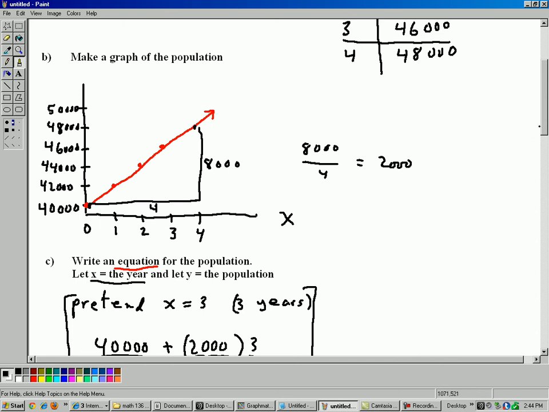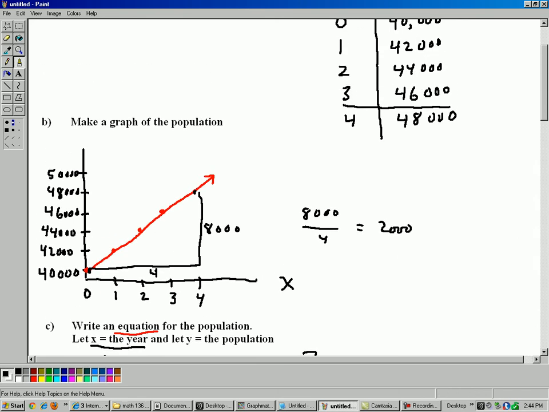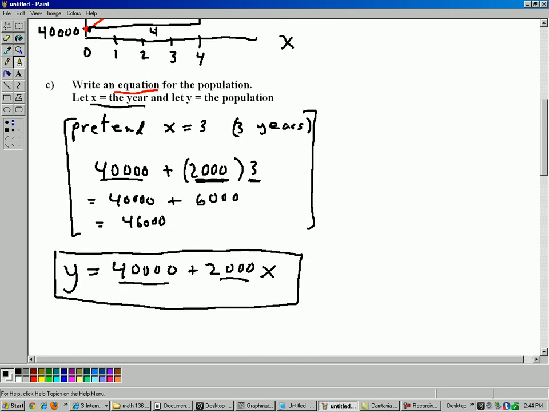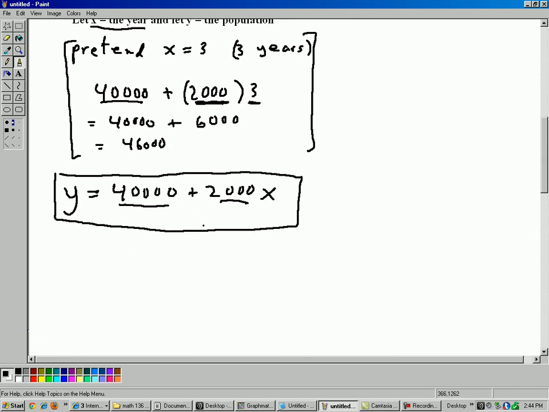Okay, so it all comes together. The slope really is 2,000 because the population is increasing 2,000 per year, and the y-intercept, think of that as a starting point, is 40,000. So we do have our equation right here. And a lot of the equations in the homework are like this, where you have some starting point plus, or minus if it's a decrease, some rate times x. And that's it.